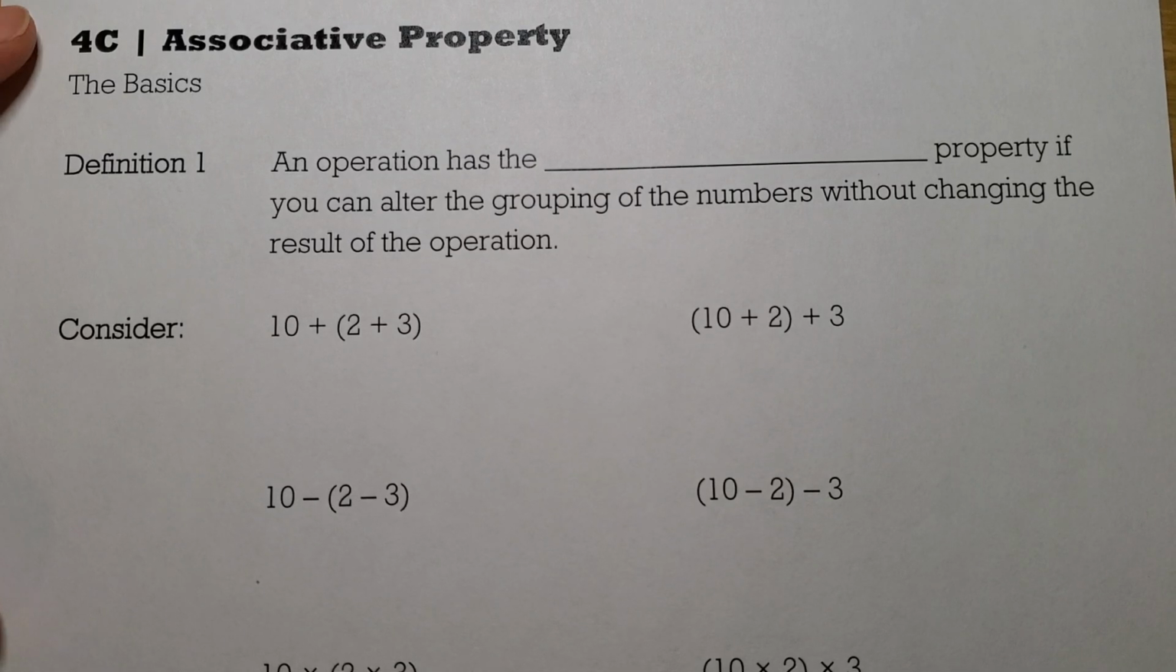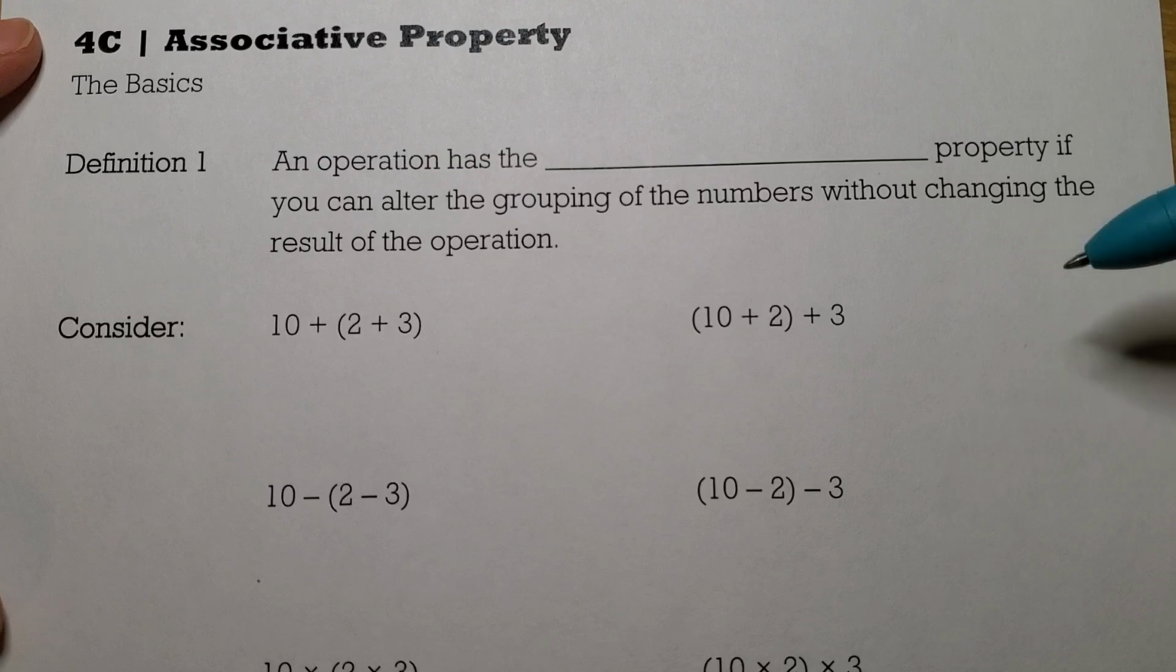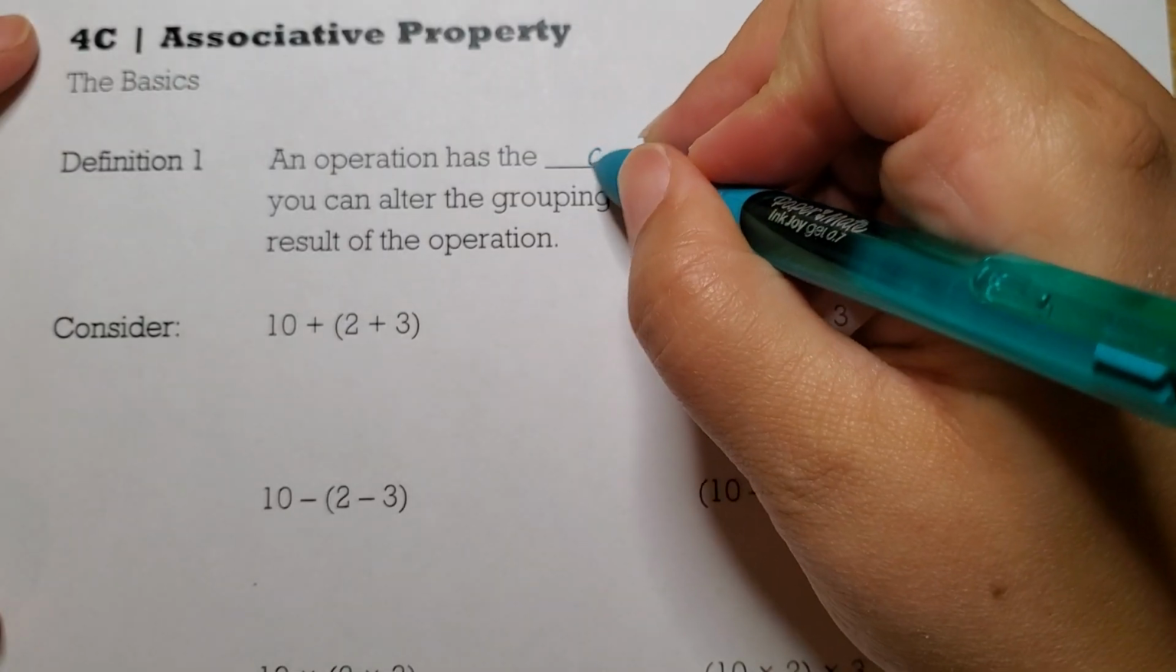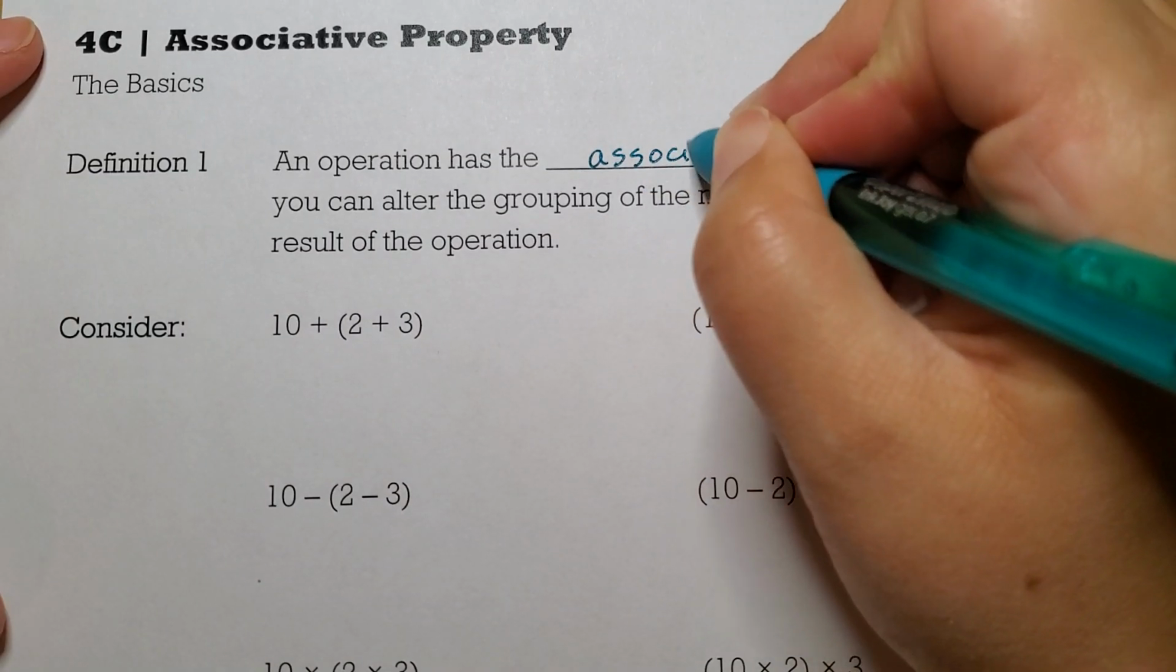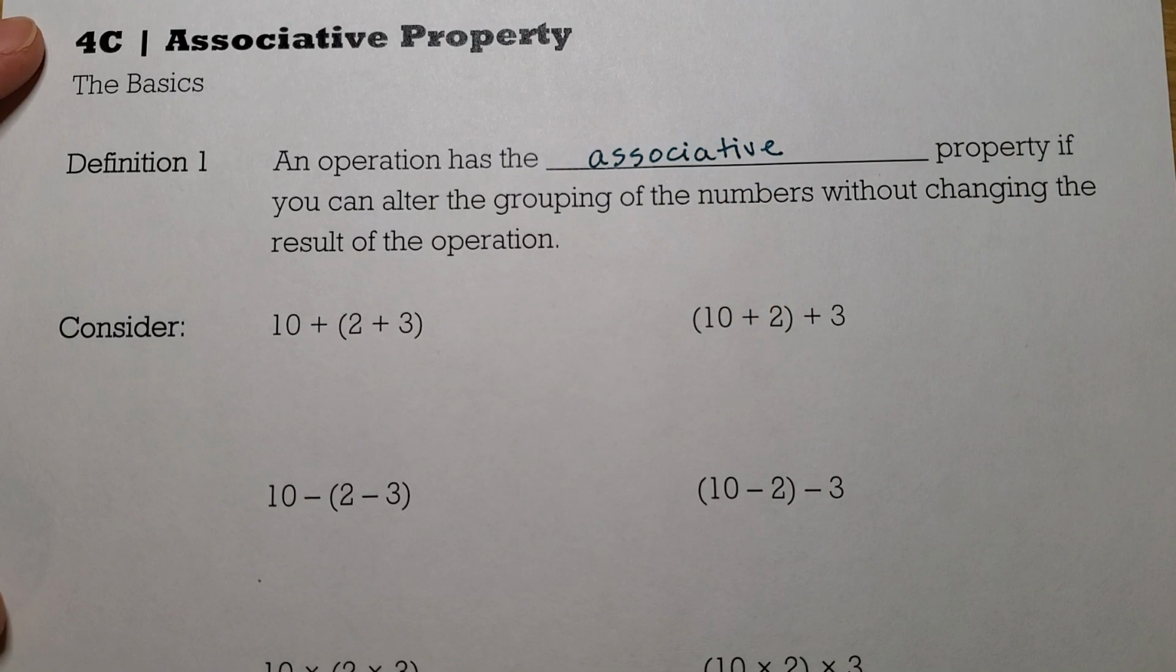Hello, I'm Professor Rad, and today we're going to talk about the associative property. So, an operation has the associative property if you can alter the grouping of the numbers without changing the results of the operation.